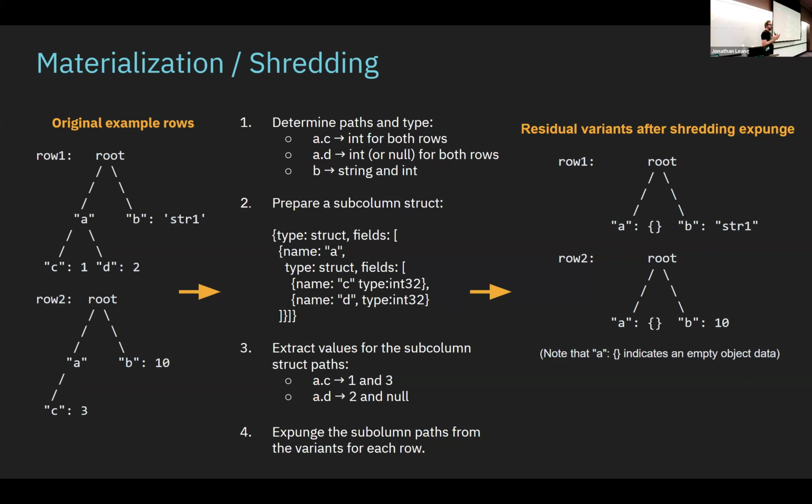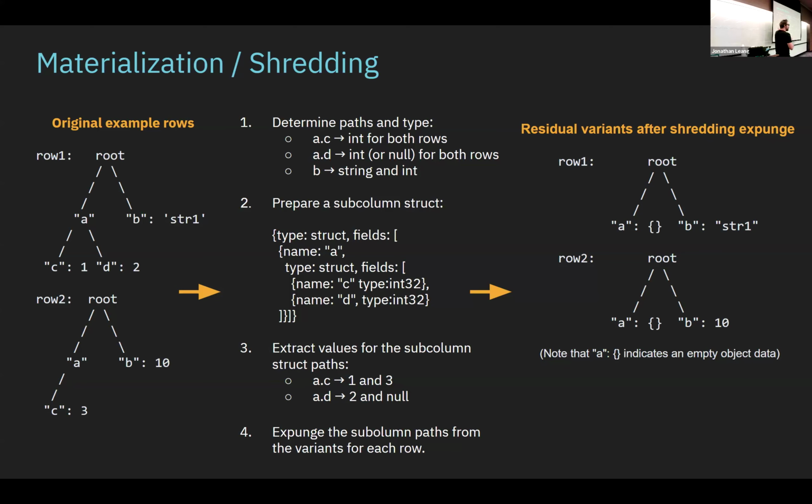So the nice thing about this is there is a visual example here. Imagine you've got two rows where you've got an A that has a nested C and D in it, and you've got a B. In row 1, C and D are both value 1, and B is a string. In row 2, you just have C, which is 3, D is empty, and B is a number.